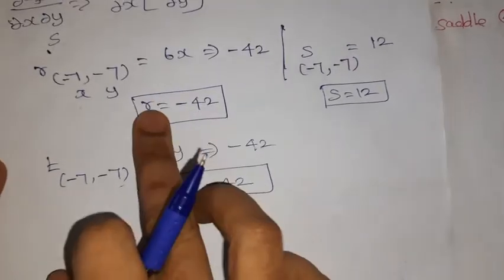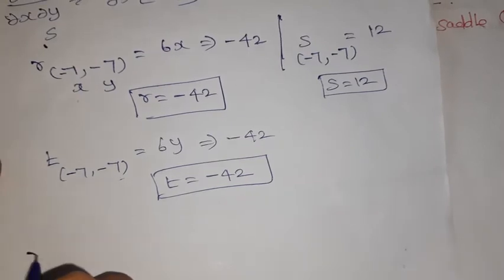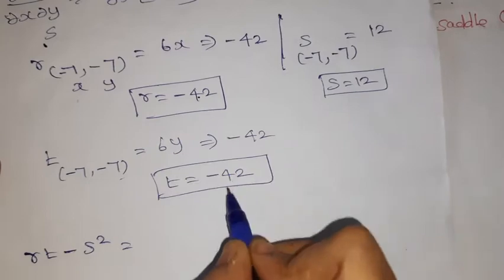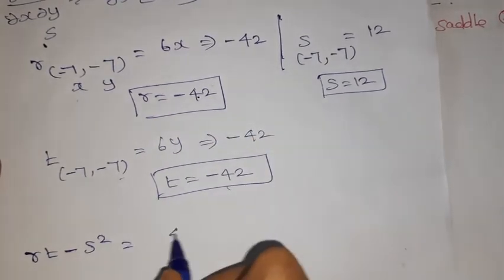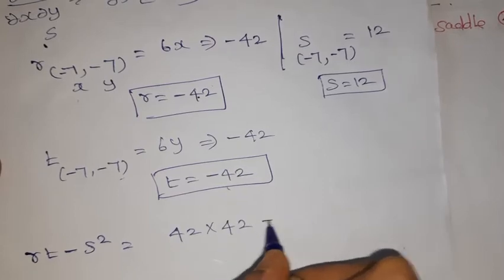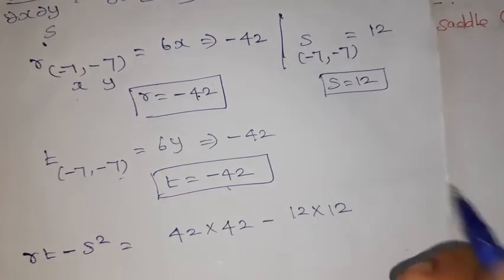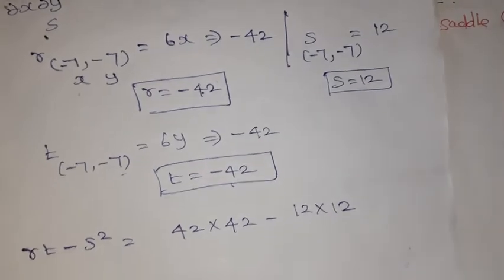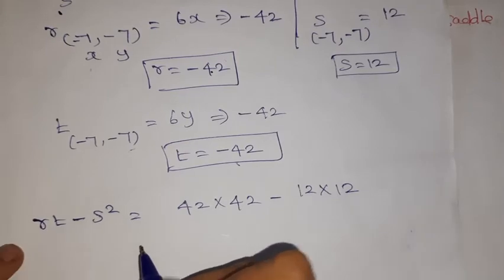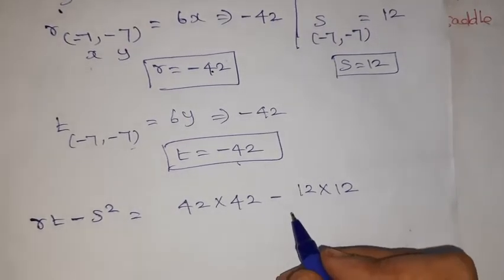So we know R, T, S. How to find out the maximum or minimum? What is the condition? RT minus S squared. So R into T is minus 42 into minus 42, or 42 into 42, minus S squared. S squared is 12 squared, 12 into 12. By simplification, what is the value?